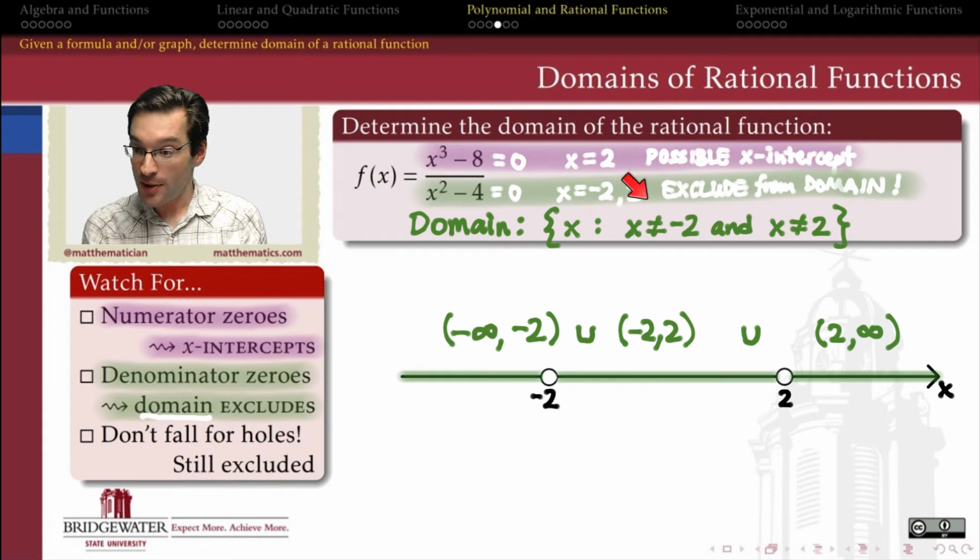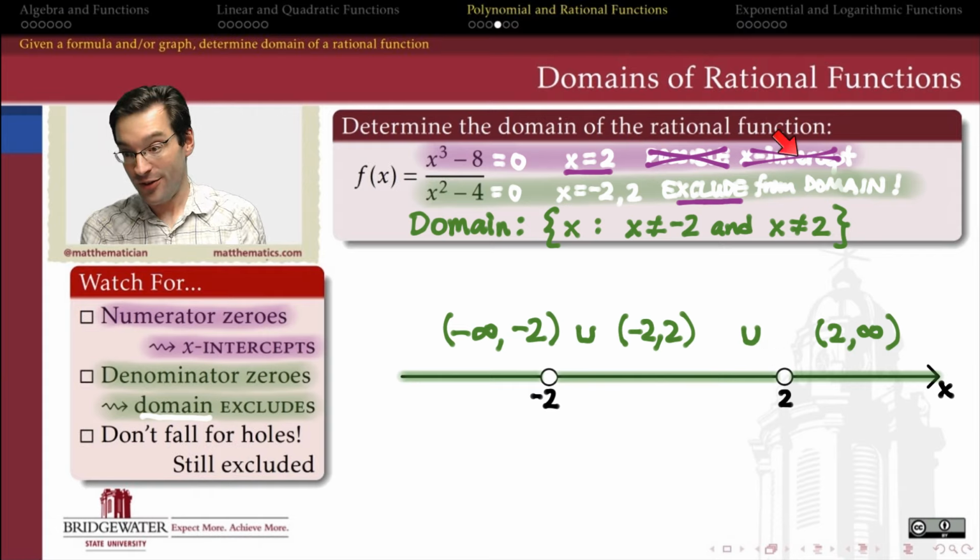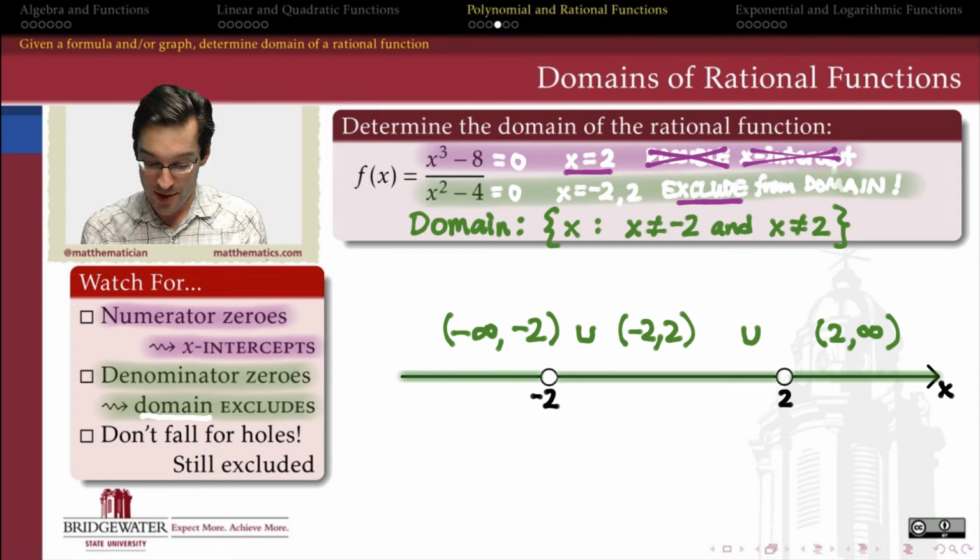So I have to exclude plus and minus 2 from my domain, so my domain is the union of these three intervals of the real number line. The fact that we excluded x equals 2 from my domain also therefore means that x equals 2 was not in fact an x-intercept of this function. So this information that we got from the numerator is actually not relevant.